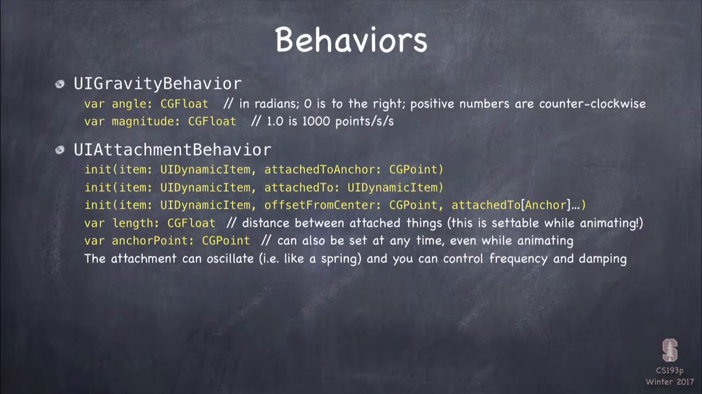Another one is an attachment behavior. This allows you to take two dynamic items, or a dynamic item and a fixed point, and attach them at some distance apart. And how would this play out? Well, let's say I had a UI view and I attached it to a center point. And let's say that UI view, in addition to being affected by this attachment behavior, was also affected by gravity. Then it would come down and swing like a pendulum. Okay? Because the attachment behavior would be constantly attaching it to this point, but the gravity would be constantly trying to pull it down and it would swing. Do you see? So that's an attachment behavior.